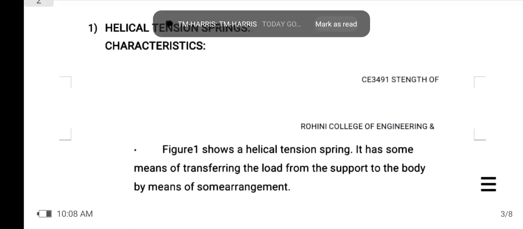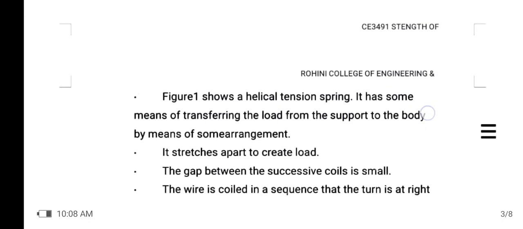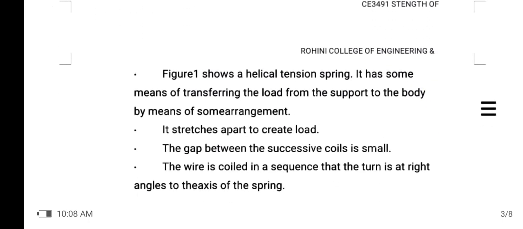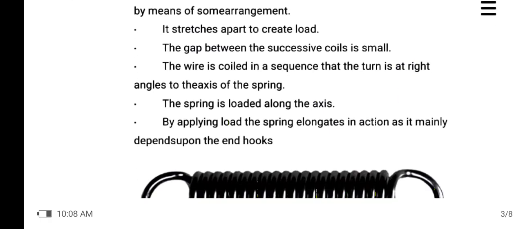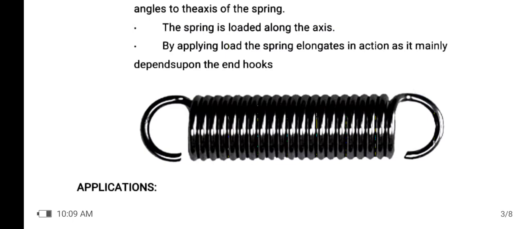So, characteristics of the helical spring. It is stretched upward to great load. The gap between the successive coils is small. The wire is coiled in such a way that the turn is at right angles to the axis of the spring. The spring is loaded along the axis. By applying the load, the spring elongates, and its action mainly depends upon the end hooks. So that is the helical spring diagram.